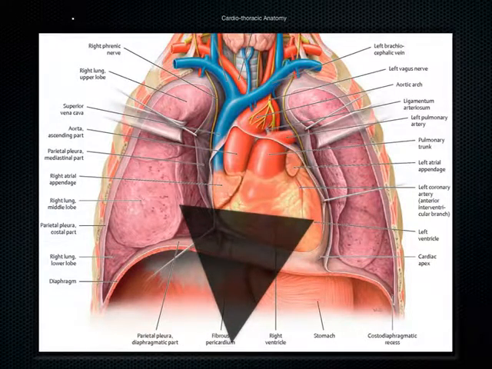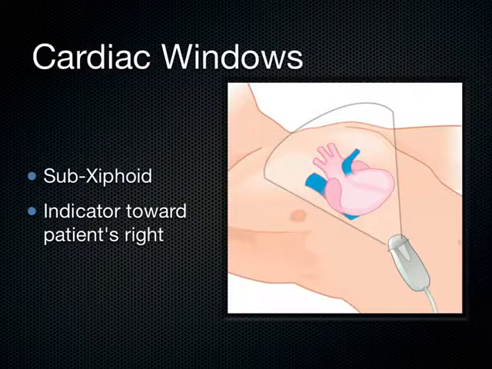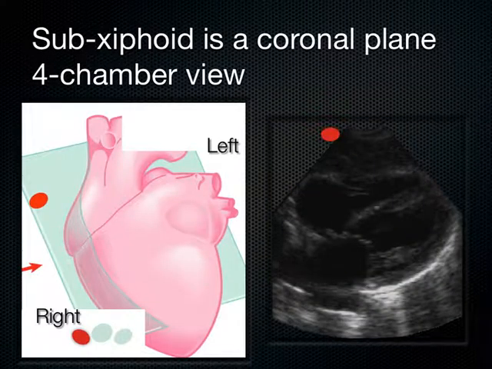So whenever I do a subxiphoid view of the heart, I'm not looking at the left side of the body. I'm looking right underneath the xiphoid process, using the liver as the window, shining the beam towards the patient's chin with the indicator to the patient's right. Okay, and that's what a subxiphoid view looks like. We can see the 4 chambers there. This is the right ventricle, right atrium, left atrium. Here's the posterior wall of the left ventricle. The apex is over here, and this is all the liver.